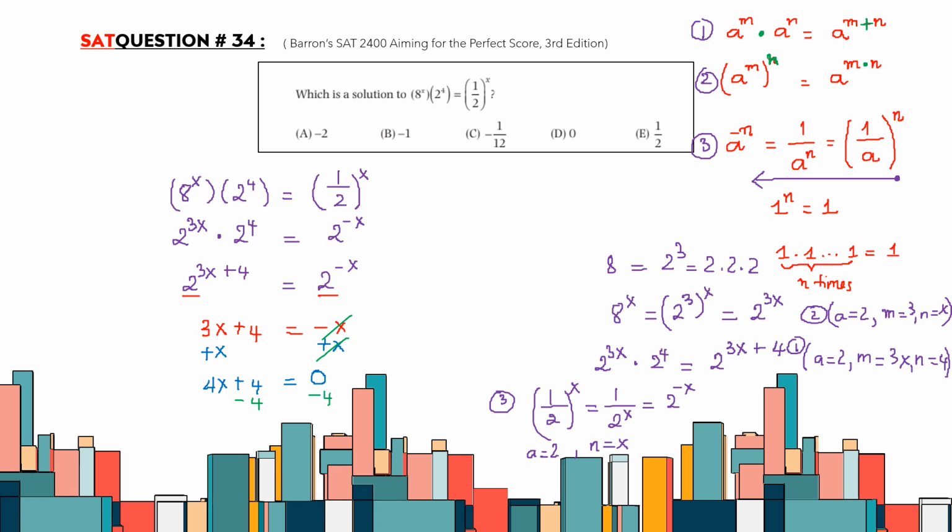We will have 4x equal negative 4. Okay, this one cancels. Then we divide both sides by 4. So this one is 1, and we are left with x equals negative 4 divided by 4, which is negative 1. So x equals negative 1 is the correct answer.